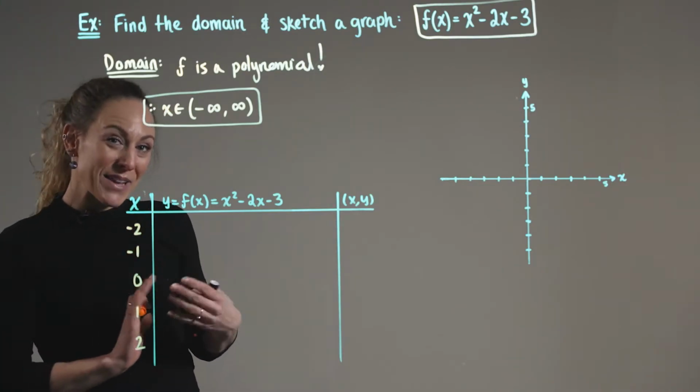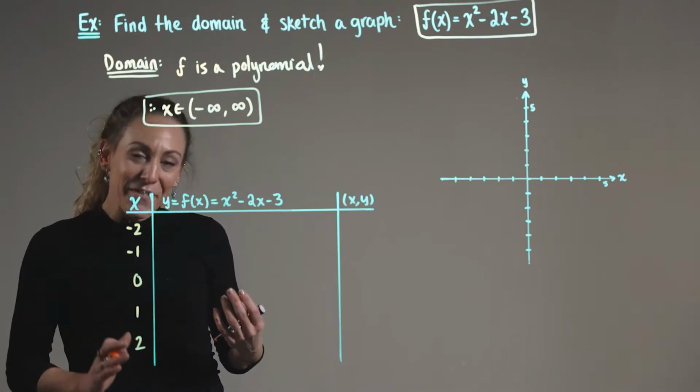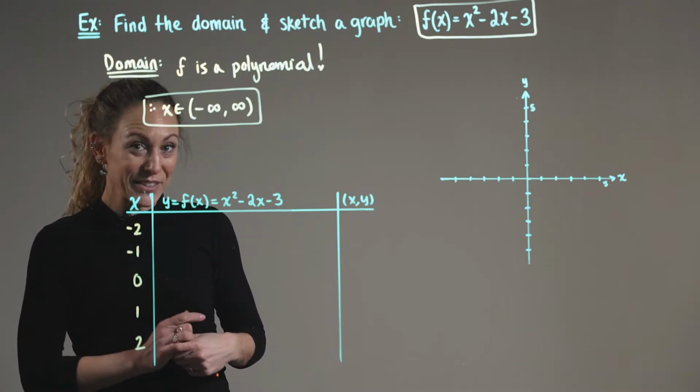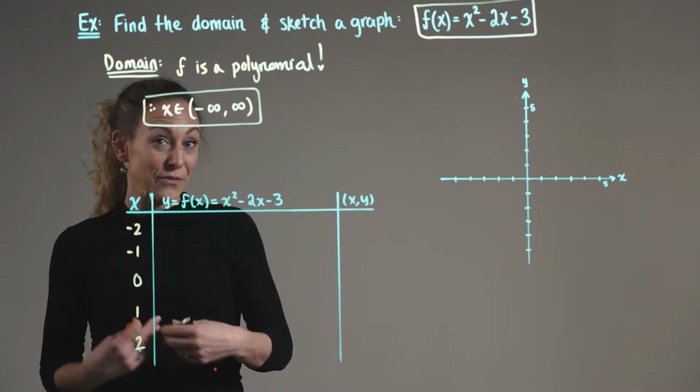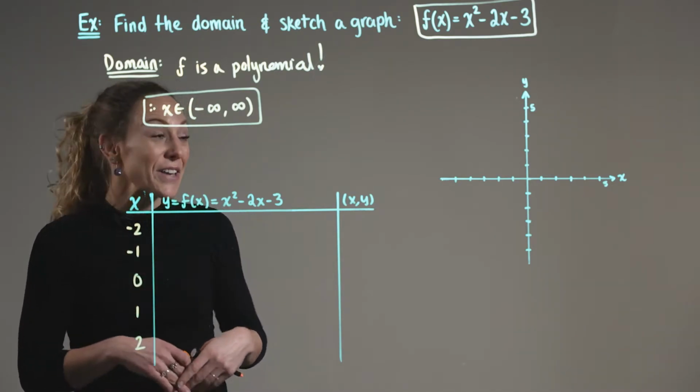So I would recommend selecting at least 5 x values to get started. Remember that you can always go back and add more x values and find more solution points if needed.